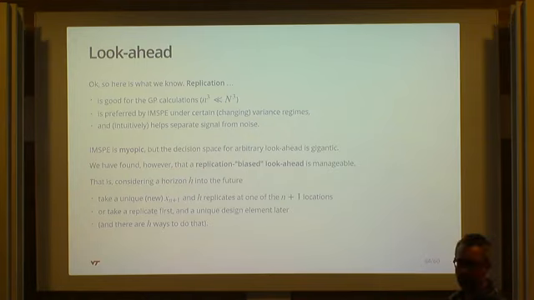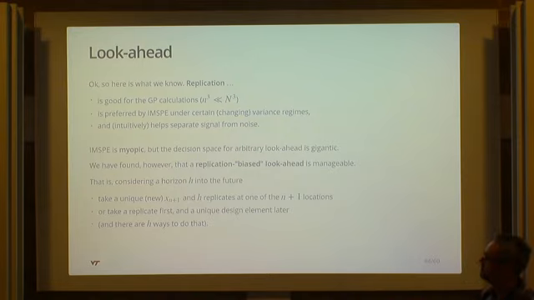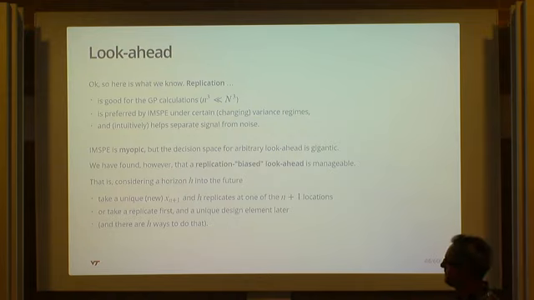So let me summarize what we know so far. Replication is good for Gaussian process calculations. It means we can speed them up relative to the total size of the data. It's preferred by integrated mean squared prediction error under certain regimes. And intuitively, it helps separate signal from noise.